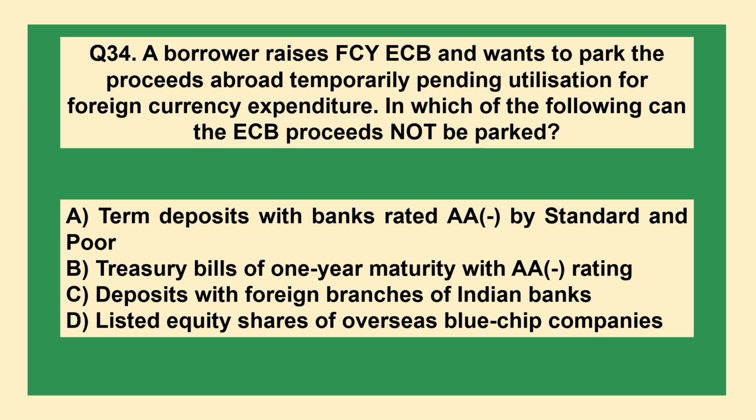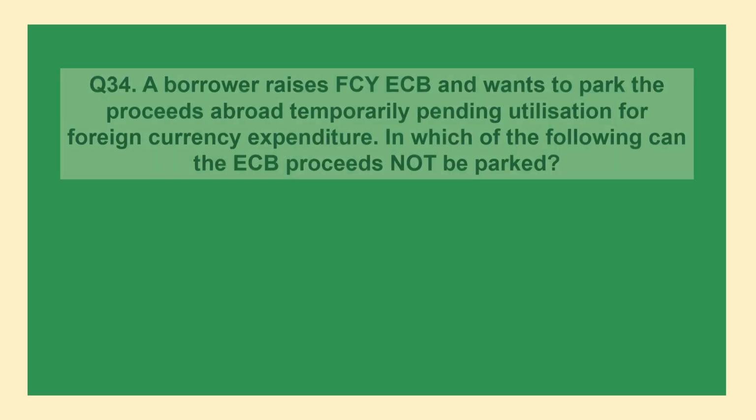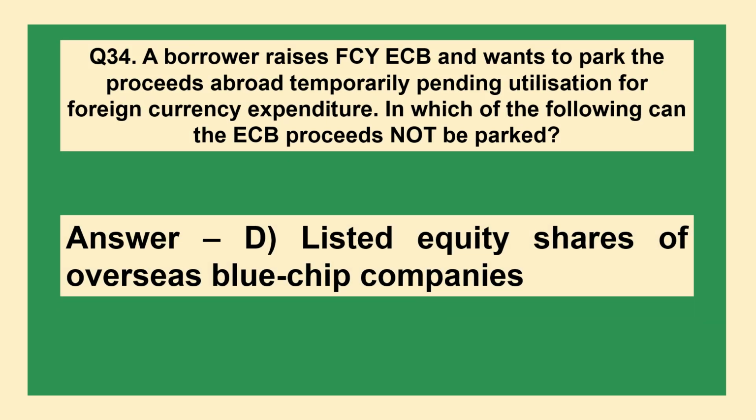A borrower raises FCY ECB and wants to park the proceeds abroad temporarily pending utilization for foreign currency expenditure. In which of the following can the ECB proceeds not be parked? A. Term deposits with bank rated AA minus by Standard and Poor's. B. Treasury bills of 1 year maturity with AA minus rating. C. Deposits with foreign branches of Indian banks. D. Listed equity shares of overseas blue chip companies. The answer is option D. Listed equity shares of overseas blue chip companies.